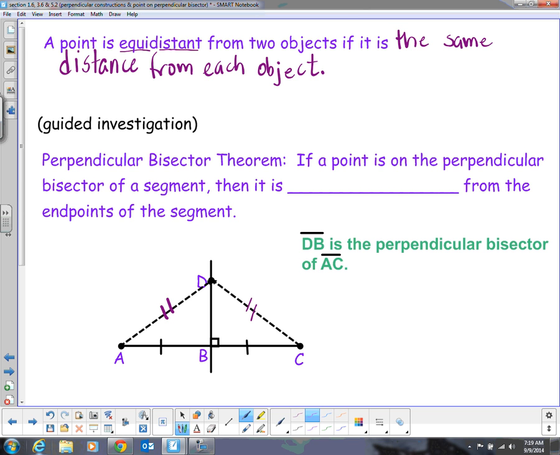Okay, so this theorem says if a point is on the perpendicular bisector of a segment, and now we're going to use our new sophisticated word, then it is equidistant from the endpoints of the segment. Equidistant meaning the distance from D to A is the same as C to D. But to use this, you have to know that you have a perpendicular bisector. If you don't know it's a perpendicular bisector, then you can't conclude.